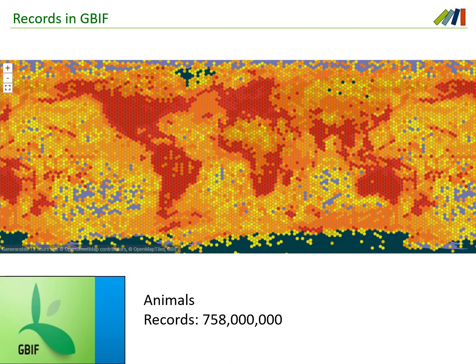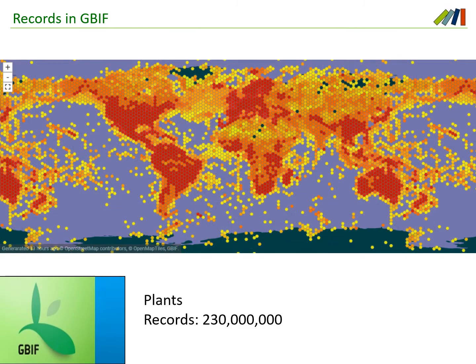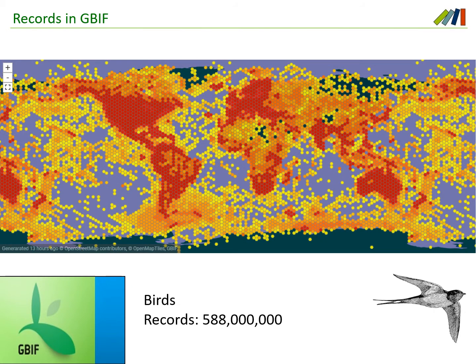The GBIF database currently includes about 1 billion records. Most records are drawn from museum collections like Naturalis or observation networks like eBird. Here we see the concentration and distribution of records for all animals. Here are all the plant records, about 250 million of them. Here are the birds, represented by more than 500 million records.